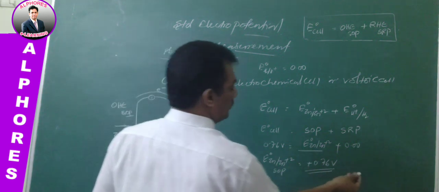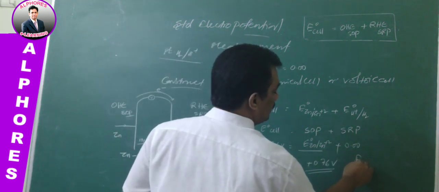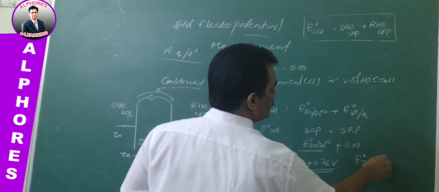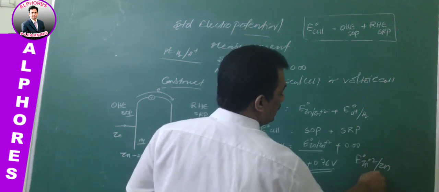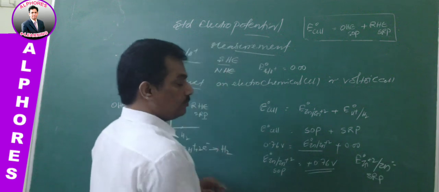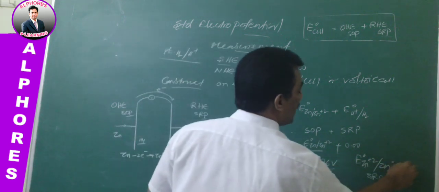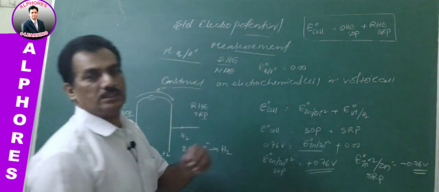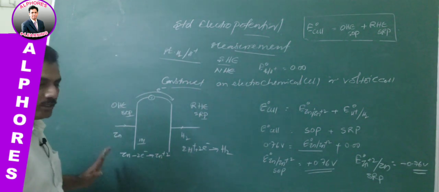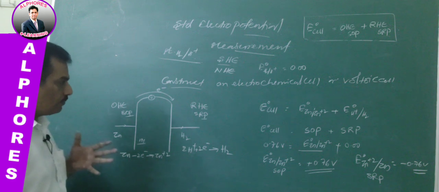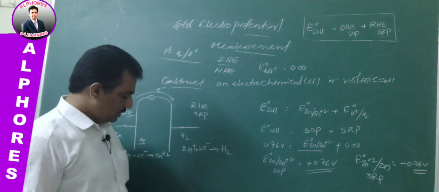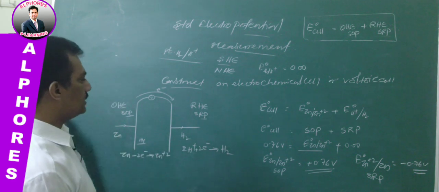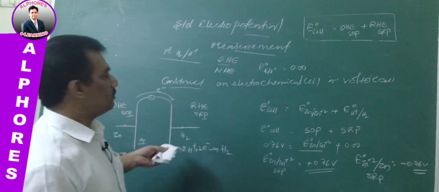SRP of zinc, what is the SRP value of zinc? E naught Zn plus 2 to Zn, it is SRP. Reduction is just by taking the opposite side, minus 0.76 volts, that is SRP. Clear? And now let us move to another electrode, that is nothing but copper.